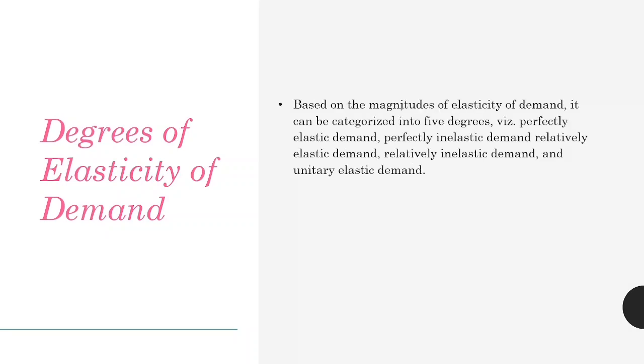So based on the magnitude of elasticity of demand, they are categorized into 5 degrees. It's perfectly elastic. Okay, then it's perfectly inelastic, then we have relatively elastic demand, then we have relatively inelastic demand, and the last one is unitary elastic demand. So let's try to understand them one by one.